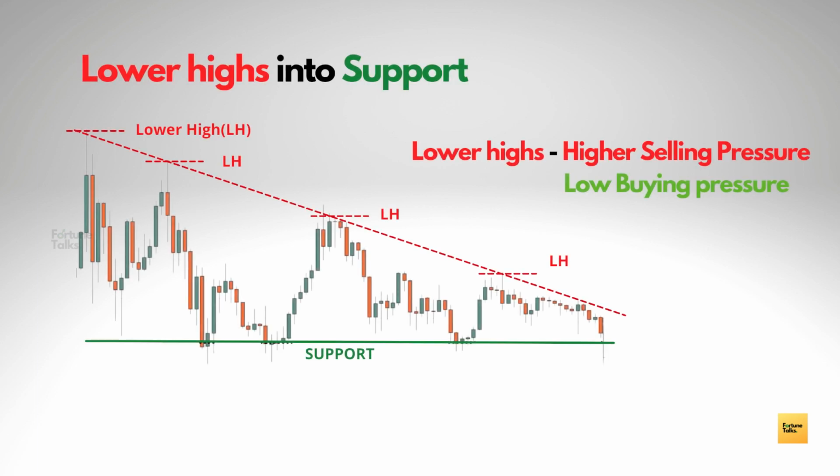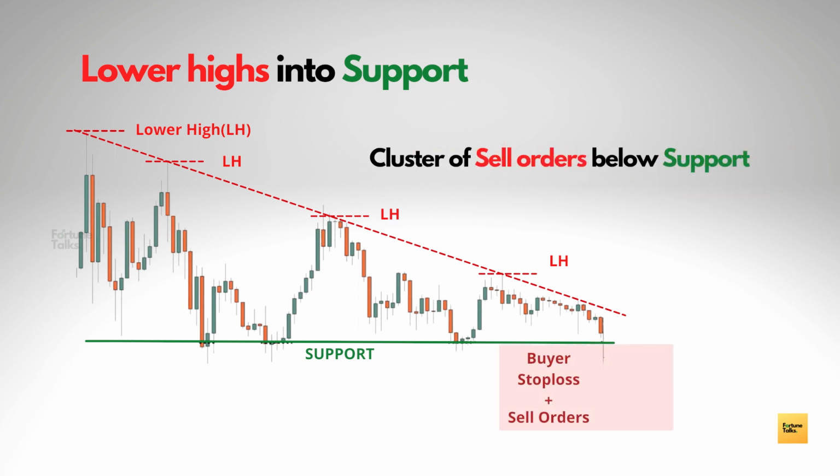Now let us look at a situation of a breakdown. This is the inverse of what you have learned earlier. So whenever you see lower highs into the support, it tells you 3 things. Number 1, there is no buying pressure, or the buyers are weak. Number 2, there is strong selling pressure pushing the price even lower. And number 3, there are sell stop loss orders clustered below the support level which are kept by the buyers who went long at the support. Now clearly this is a sign of weakness in terms of buying.